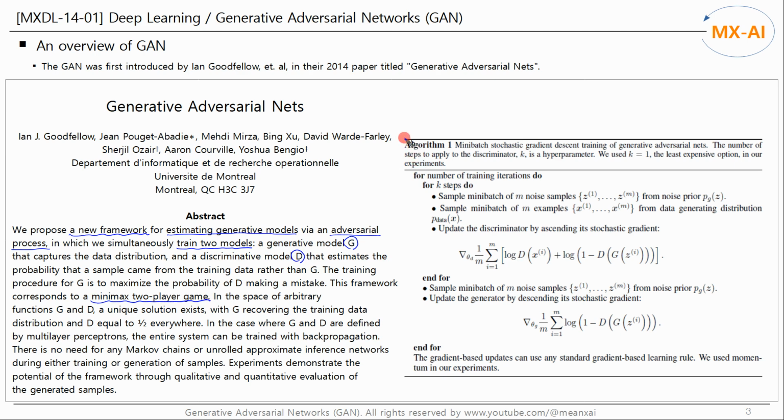This model can be trained via the following Algorithm 1, presented in the paper. In this video, we will analyze this algorithm in detail. And we will use this algorithm to implement a GAN model.